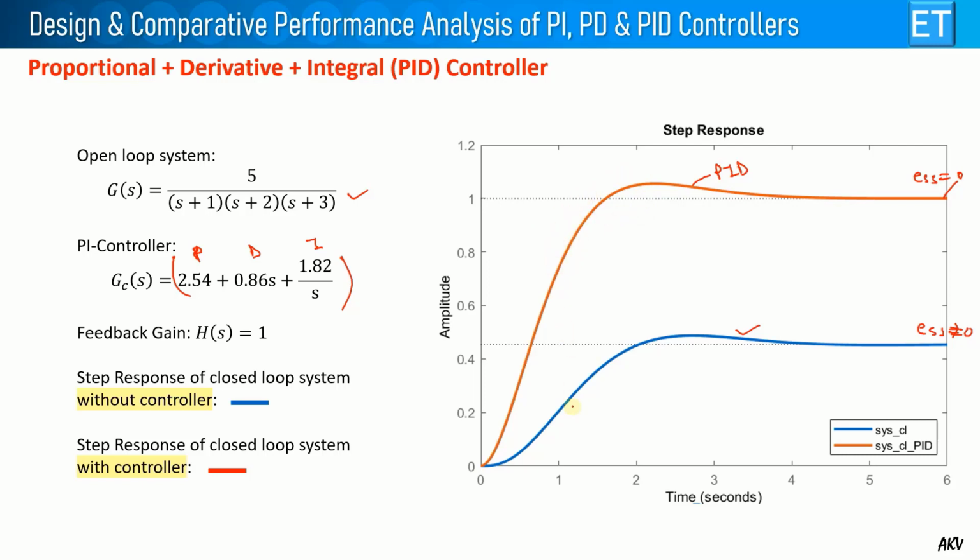And also the system becomes faster. So you can see the rise time is decreased, so the system is faster. And also you can see that oscillations are quite controlled as compared to the previous examples. So you can see very few oscillations in the PID. So the PID is giving a very balanced output as compared to the previous categories.